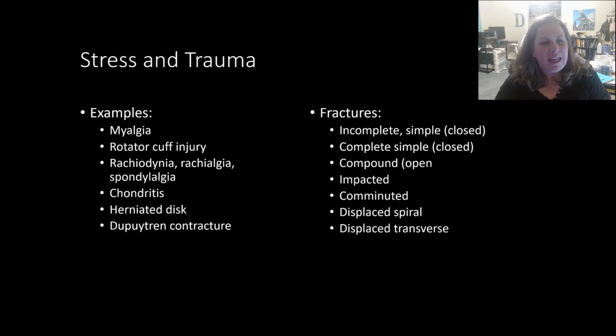We then have rachiodynia and rachialgia. These mean painful conditions of the spine specifically. Then we have spondylalgia, which is pain in the actual vertebrae. We then have chondritis. Chondritis is inflammation of the cartilage. It can cause actual pain and discomfort.